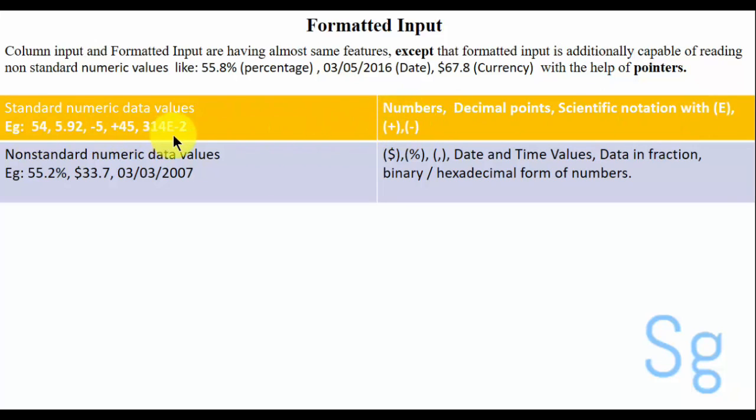Here are some examples. Non-standard numeric data values include dollar, percentage, commas, date and time values, data in fraction, binary or hexadecimal form of numbers. Here are some of its examples.